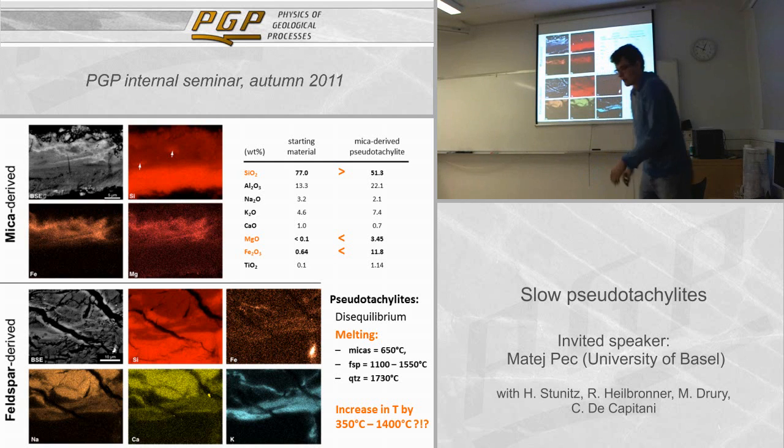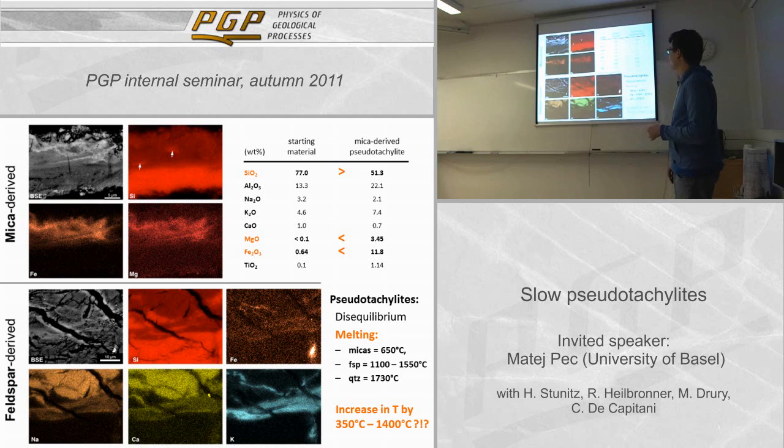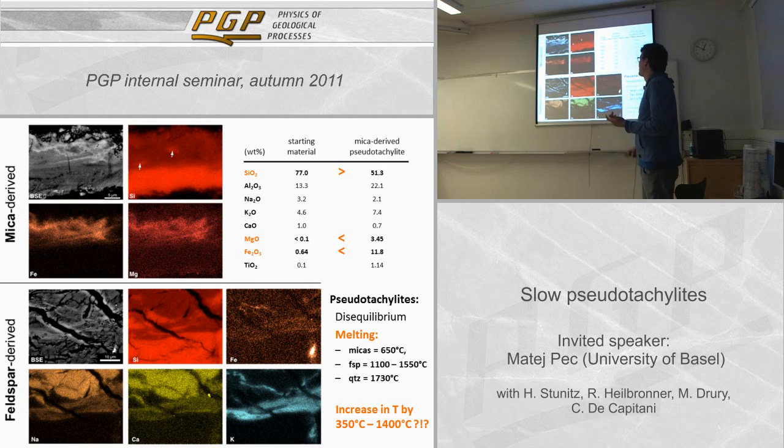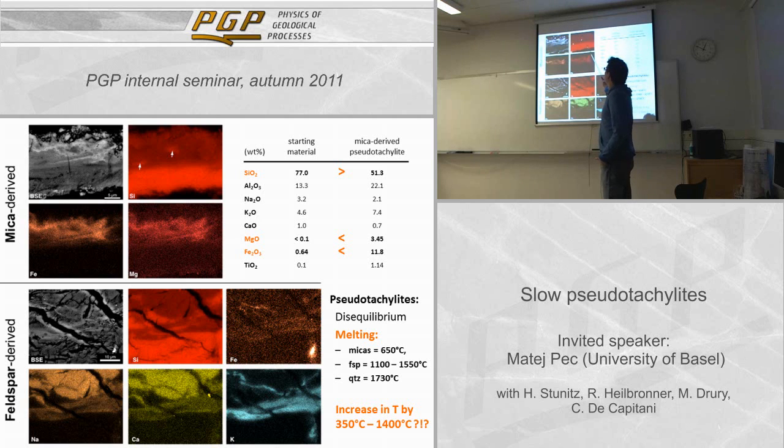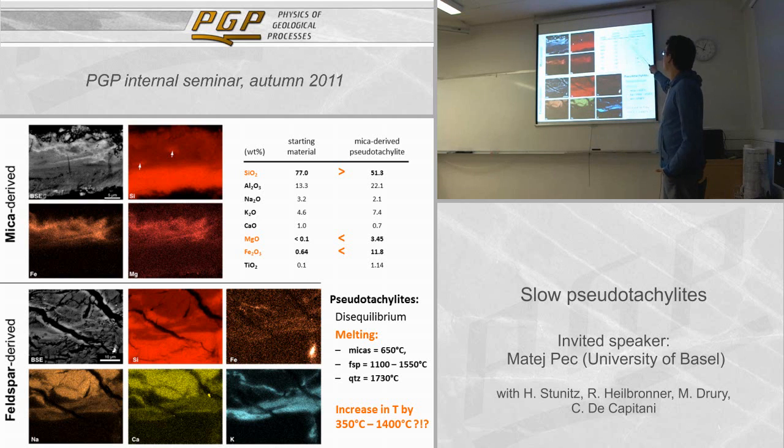So to finalize, there's some EDX maps of those things that we believe are pseudotachylites. And again, here we can see that this would be the melt layer. There are some quartz clasts that are surrounded by a quartz depleted material. It's enriched in iron and manganese. So those mica-derived pseudotachylites have typically a much lower Si content than the starting material.